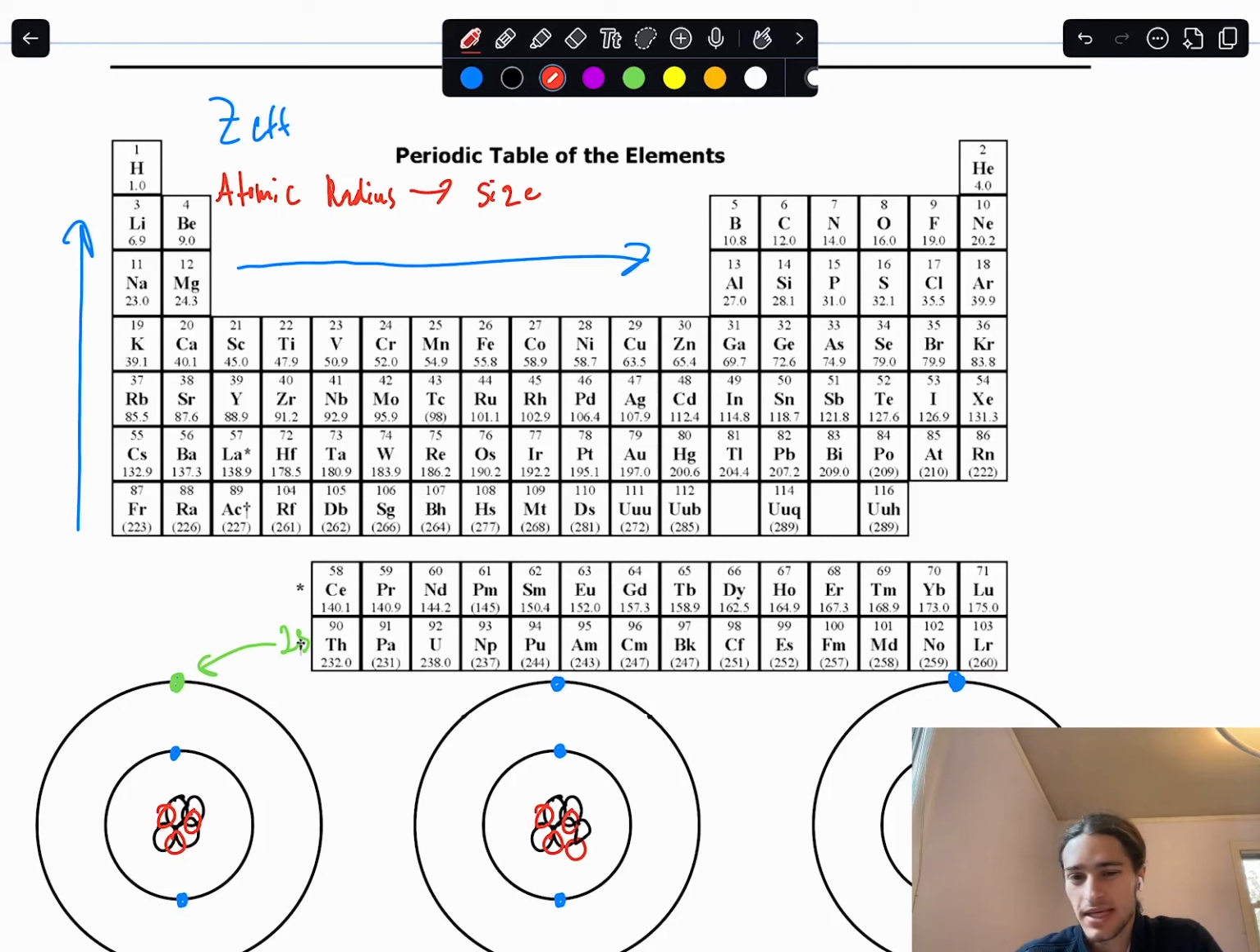I think this one is probably generally the most confusing and the most surprising for a lot of students. But now that hopefully we're feeling really good about effective nuclear charge, I'm really hoping it's going to make sense why it's kind of surprising.